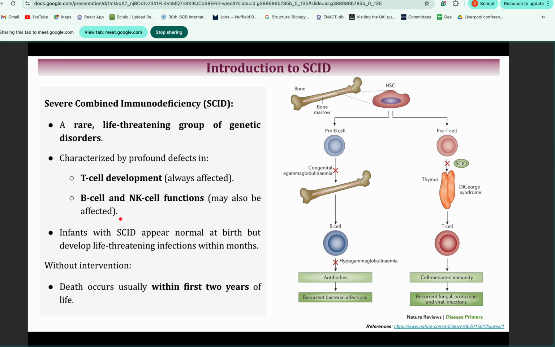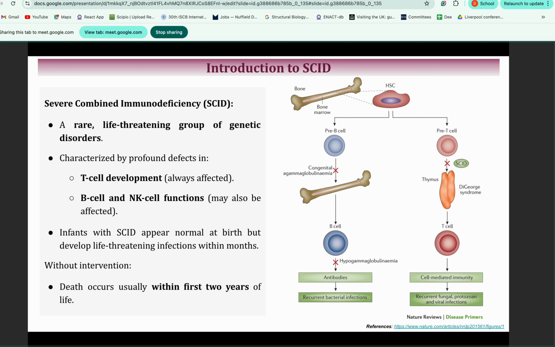Generally, it is a group of genetic disorders, which means there is a range in this. If we talk about other diseases, then we know exactly which gene is responsible. But in the case of SCID, as it is a deficiency or a disorder, multiple genes are responsible for this disease.